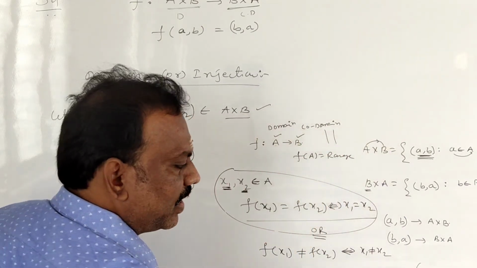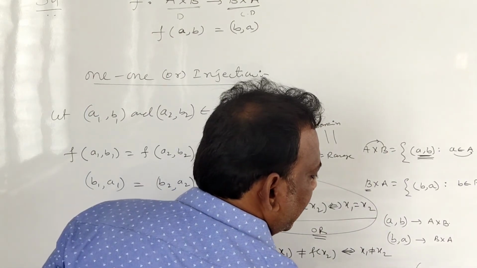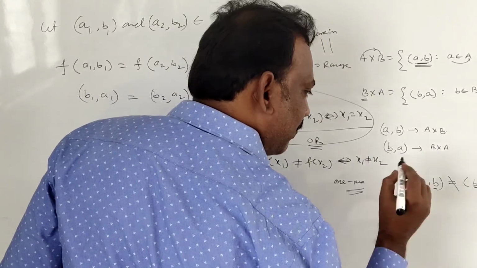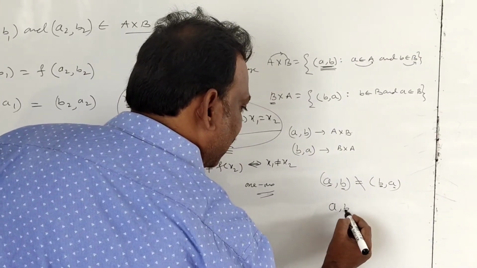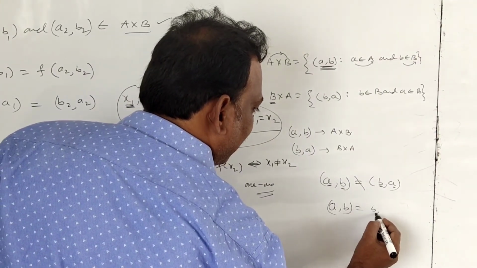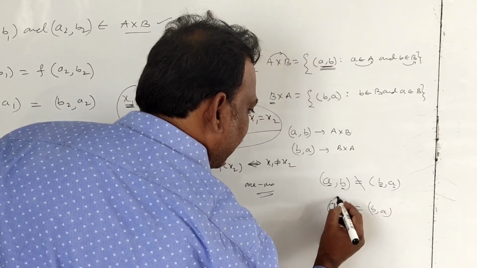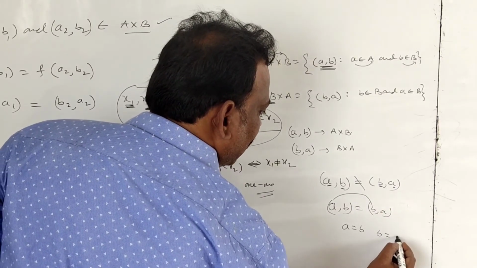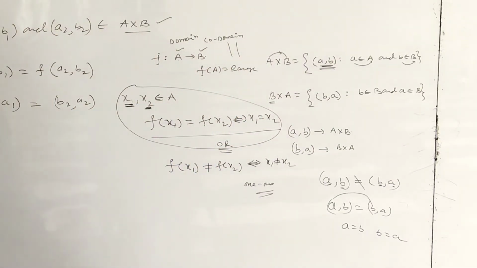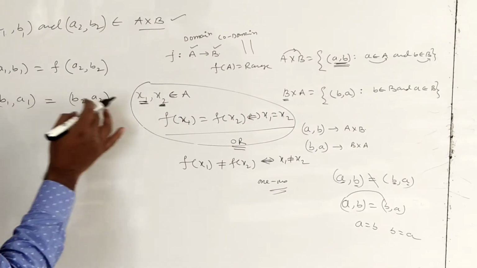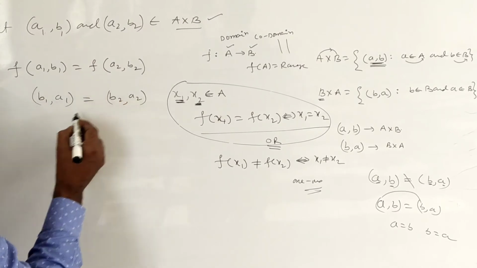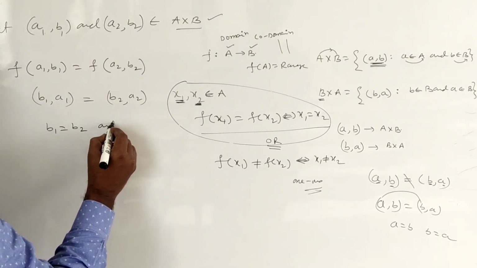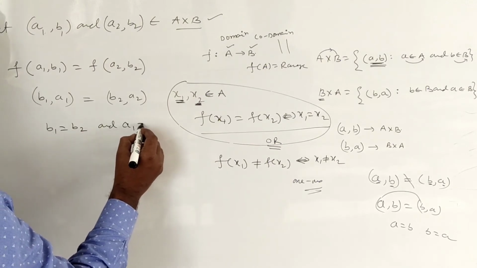The two are different, because the first coordinate here is A, here it is B, and the second coordinate is B, here it is A. When they are equal, suppose if they are equal, definitely the first coordinate should be equal to the first and the second coordinate should be equal to the second coordinate. So here we got they are equal. So the first one and first one means B1 value is equal to B2 and A1 value is equal to A2.